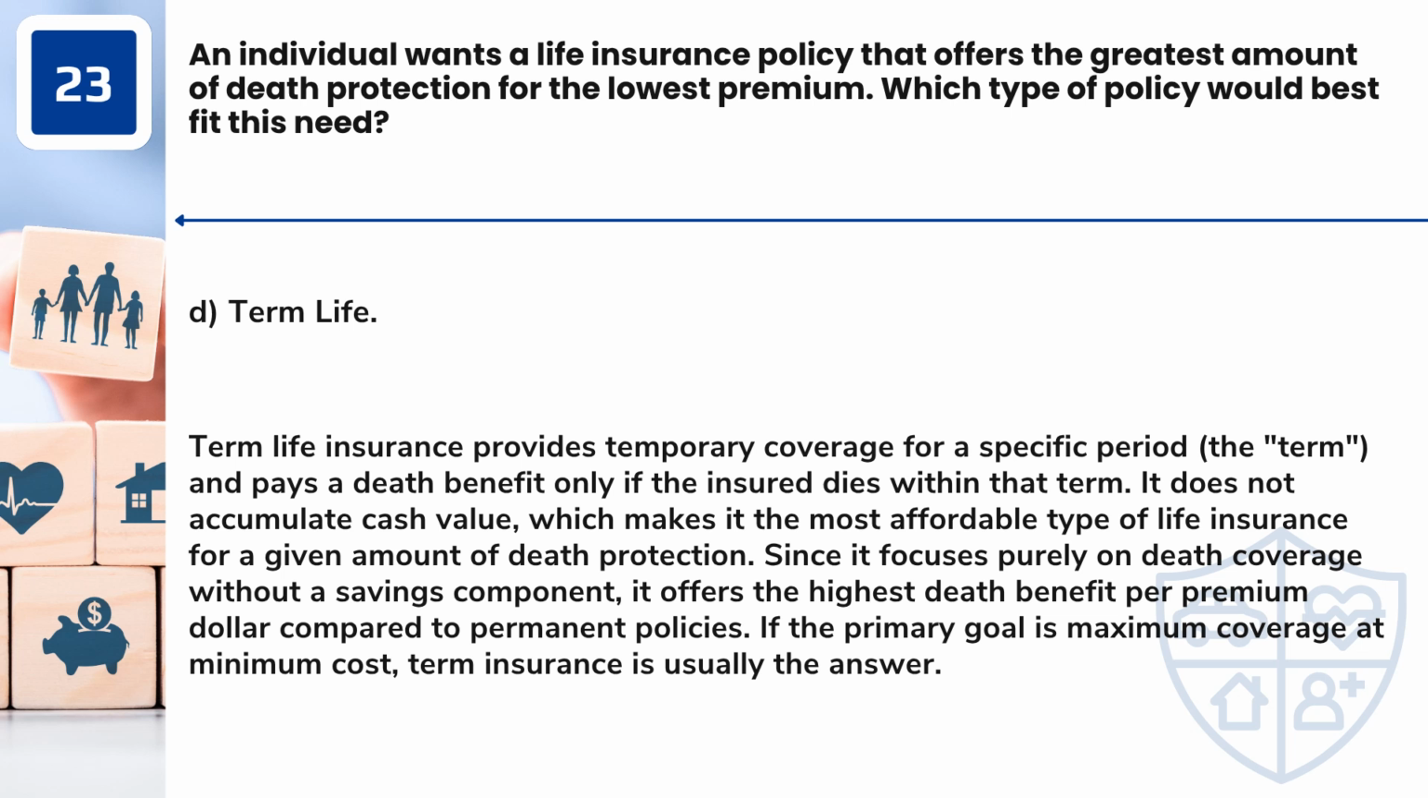Answer, D. Term life. Term life insurance provides temporary coverage for a specific period, the term, and pays a death benefit only if the insured dies within that term. It does not accumulate cash value, which makes it the most affordable type of life insurance for a given amount of death protection. Since it focuses purely on death coverage without a savings component, it offers the highest death benefit per premium dollar compared to permanent policies. If the primary goal is maximum coverage at minimum cost, term insurance is usually the answer.